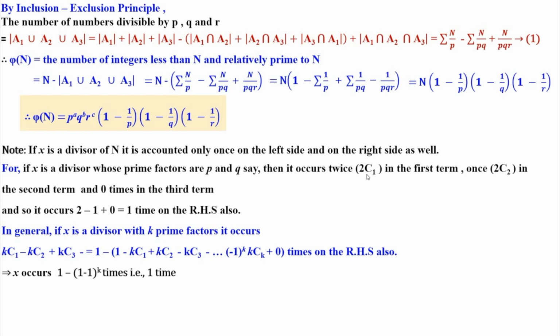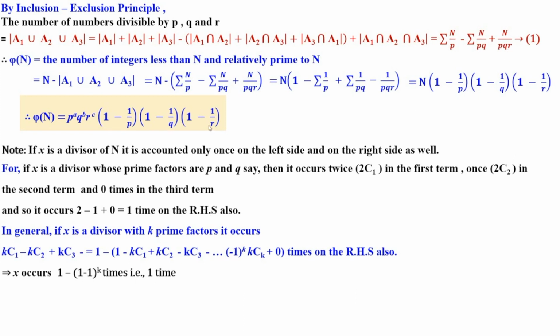It occurs only 2C1 times in the first term. In the first term is this one. And once, that is 2C2 times, in this. And in the third term, it doesn't occur at all, because in the third one p, q, r should be there. So here n by p plus n by q. So it occurs twice, and here it occurs only once, and here it doesn't occur at all.